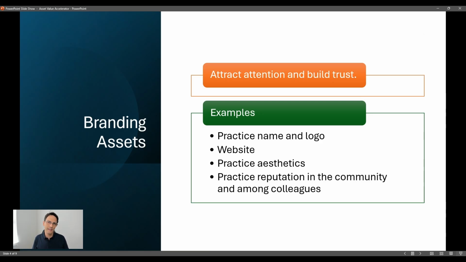So number one, there's the branding assets. Branding assets relate to the brand of your practice, and they attract attention and build trust in your business so that patients will want to work with you and increase your business. Examples of branding assets are your practice name and logo. So it's worth investing in deciding a nice logo that you're going to use for your practice. And it's also worth spending some time in developing the name for your practice.